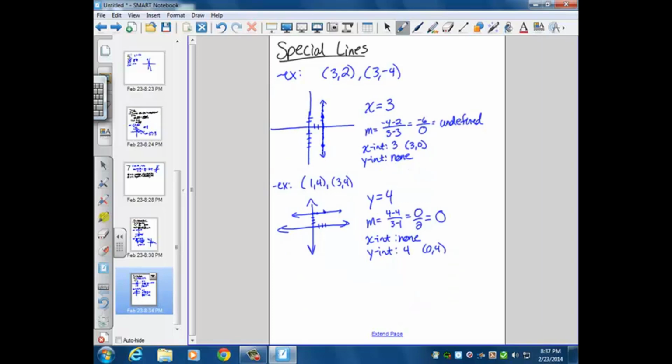Okay, so let's kind of do this in black, because this is kind of like a definition. Whenever we have a vertical line, the equation is x equals some number, and my slope is undefined. Whenever I have a horizontal line, the equation is y equals some number, and my slope would always be 0.